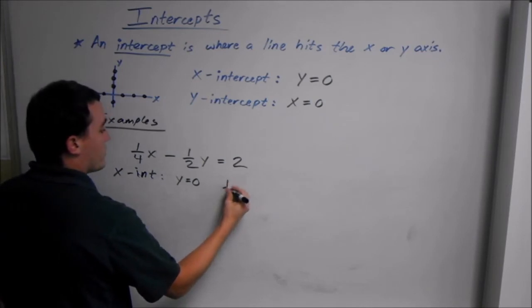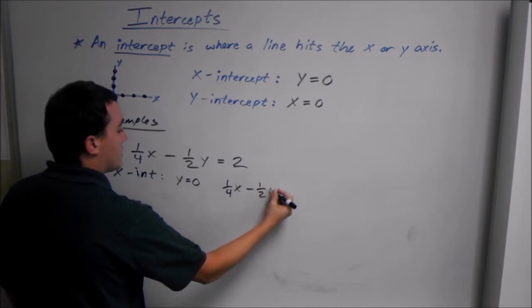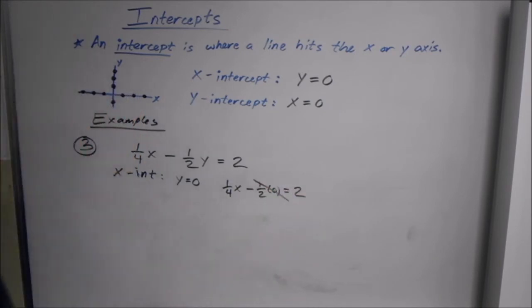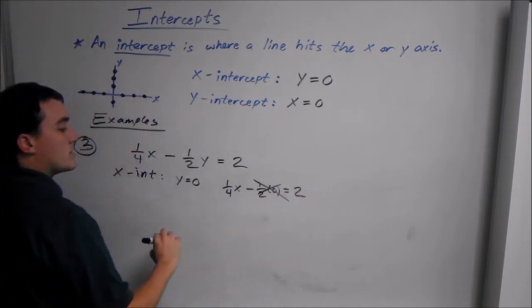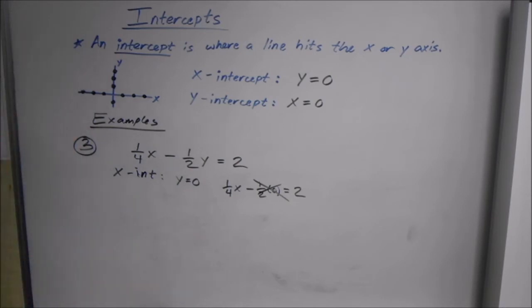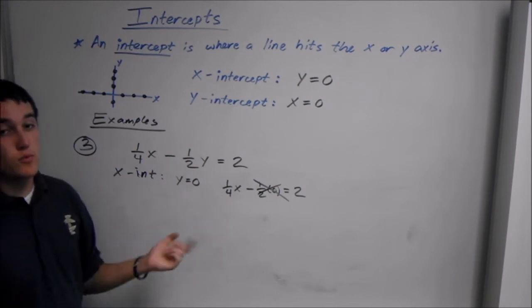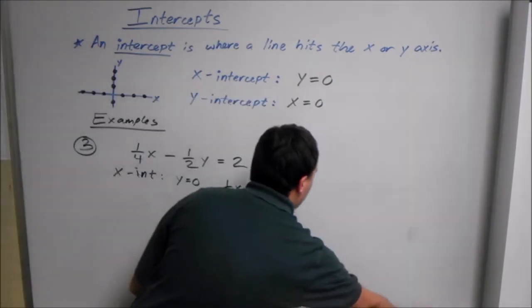So we get 1/4 x minus 1/2 times 0 equals 2. That term goes away because it's 0 times a number, so we don't need it. And to get rid of a fraction, well, since it's multiplying, we could divide. But when you divide by a fraction, really you're just multiplying by its reciprocal. So that's what we can do here.